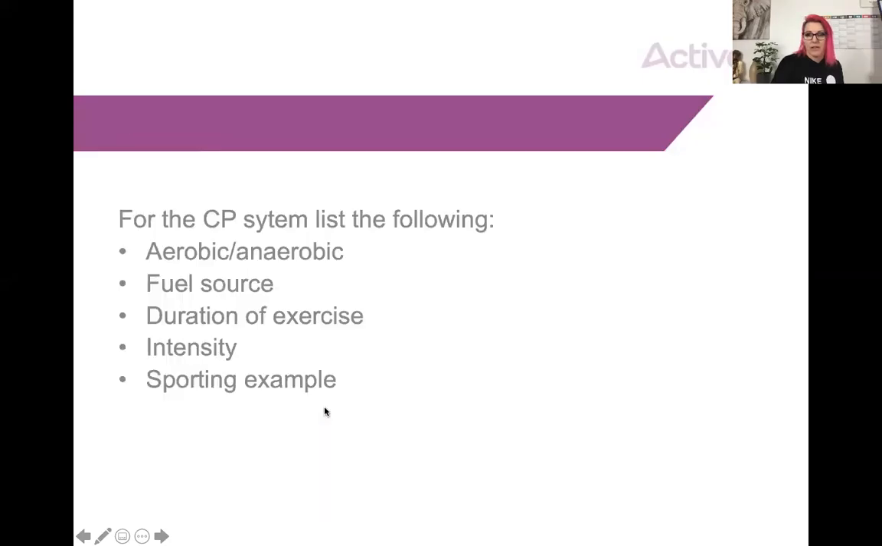Good. And here we go into your little task for the creatine phosphate system. More haste, less speed. Okay, for the creatine phosphate system, list the following. Is it aerobic or anaerobic? What fuel source, the duration of exercise, what intensity, and give a sporting example, or even better, more sporting examples. So write that out. If you want to write out the flow diagram with all the chemical bonds breaking off, do that if it helps you get the information in.